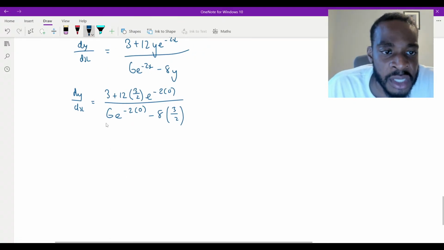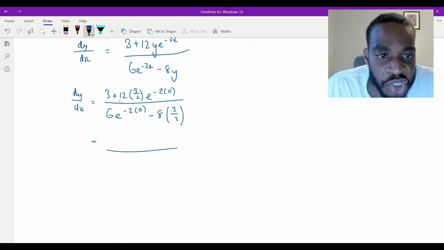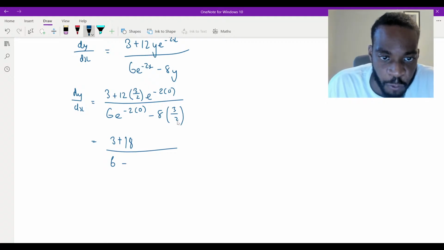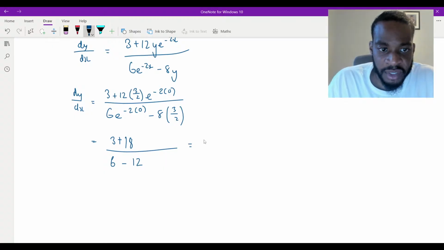Doing this, to be honest, you should just put this into your calculator. 3 plus 12 over 2 is 6, and 6 times 3 is 18. E to the 0 is 1. So that's 3 plus 18 on the top. On the denominator, that's just going to be a 6 there. Then 8 divided by 2 is 4, and 4 threes are 12. So it's going to be 21 over minus 6, which, dividing top and bottom by 3, is 7 over minus 2. And this is going to be the tangent gradient.